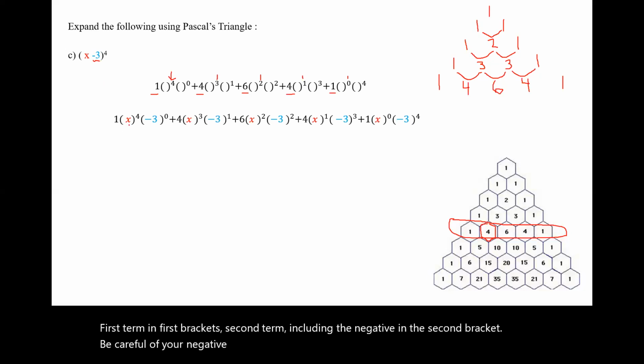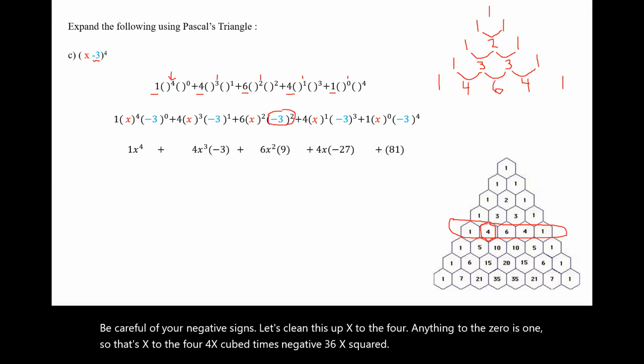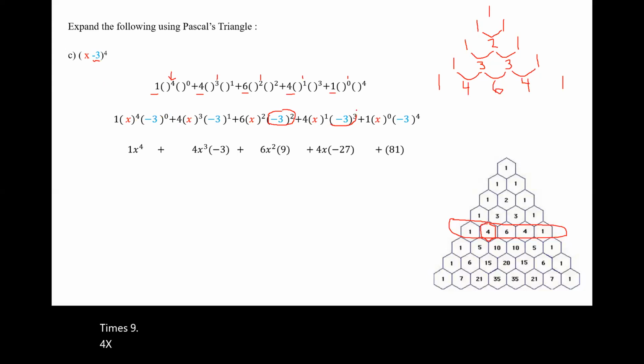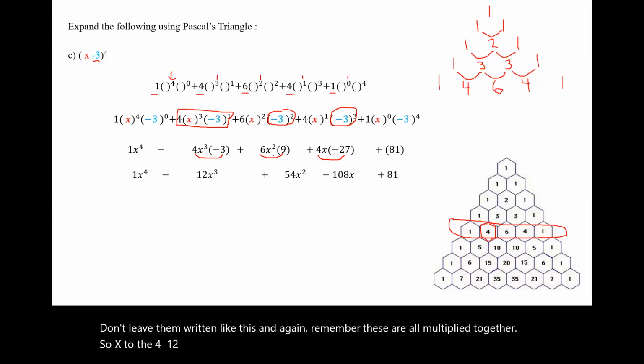Let's clean this up. X to the 4, anything to the 0 is 1, so that's x to the 4. 4x cubed times negative 3. 6x squared times 9. 4x times minus 27. And 1 times 81. Clean it up. We don't leave them written like this. And again, remember, these are all multiplied together. So x to the 4 minus 12x cubed, plus 54x squared, minus 108x, and plus 81.